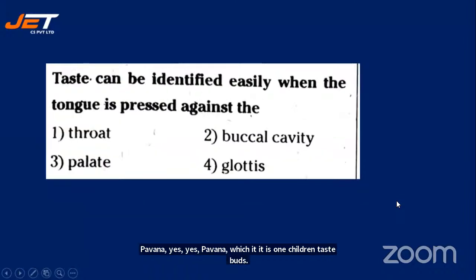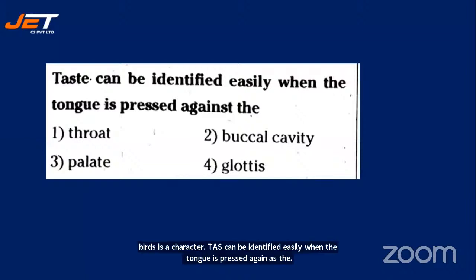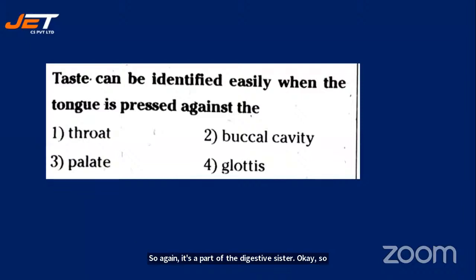Yes. Then taste can be identified easily when the tongue is pressed against the what? Again, it's a part of the digestive system. Taste can be identified easily when the tongue is pressed against this. See, as I told you, we have papillae.